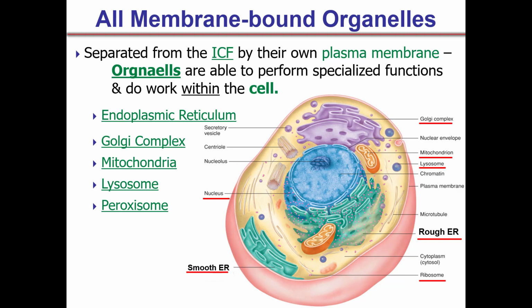All of our membrane-bound organelles are listed here. The ribosome is the only exception. Ribosomes lack a membrane, and there's a reason why. So we're going to go through these organelles that are highlighted for you. These are vocab terms, so if you want to do a flashcard with the name of the organelle on one side and its function on the other, that's great.